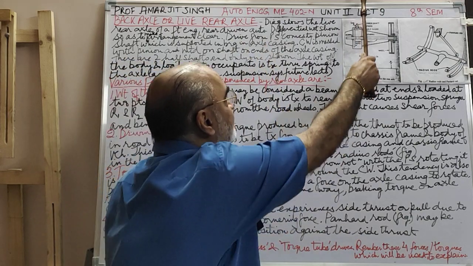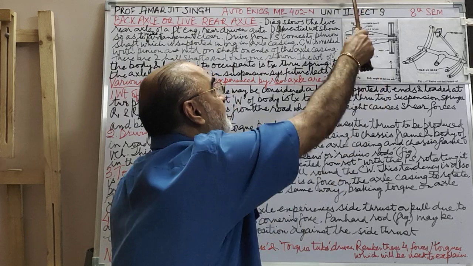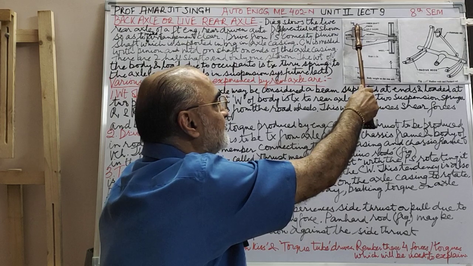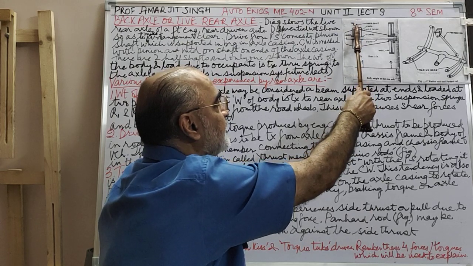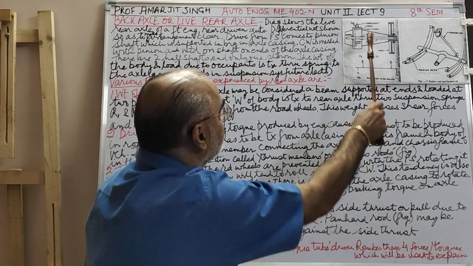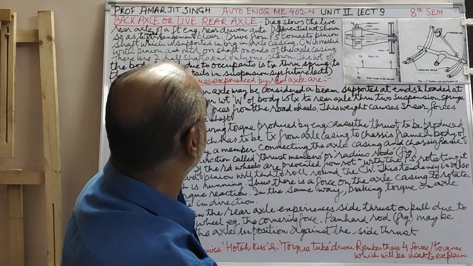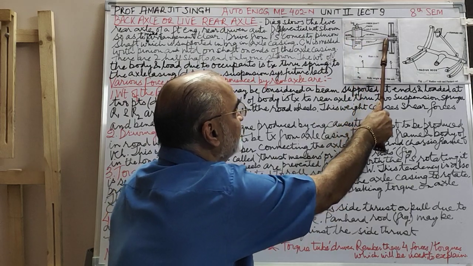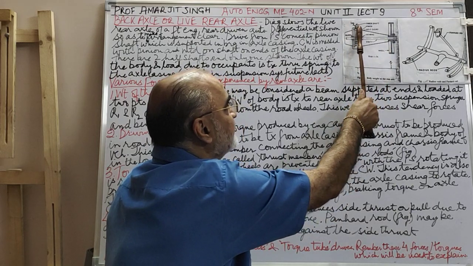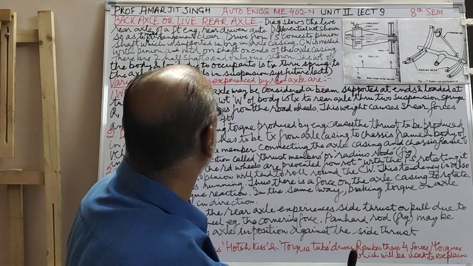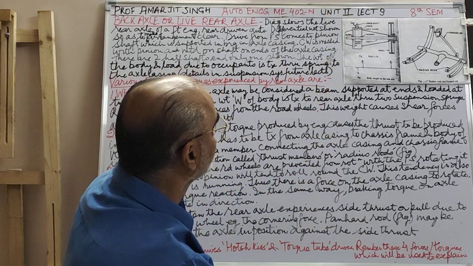Drive from the propeller shaft. This is the propeller shaft. Engine is here somewhere. This is the propeller shaft through the universal joint to the pinion. It connects to the pinion shaft. This is the pinion shaft, which is supported in bearings in the axle casing. This is the axle casing, this hole is the axle casing, and this is the bearing shown, supported with bearing in the axle casing.